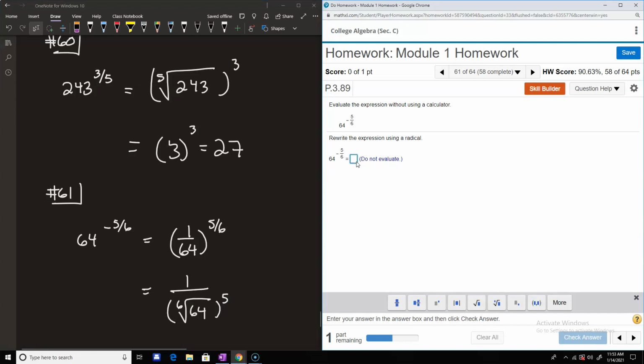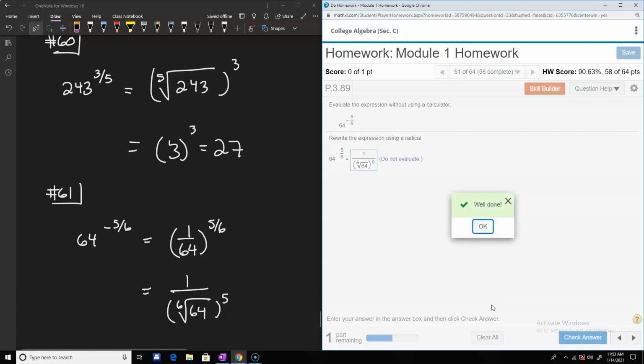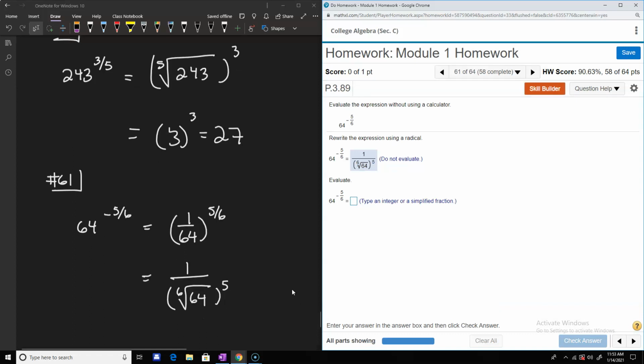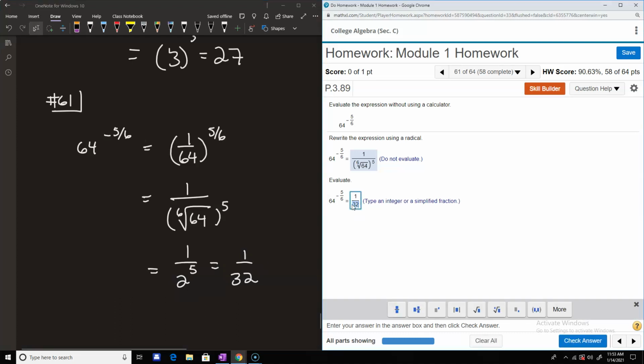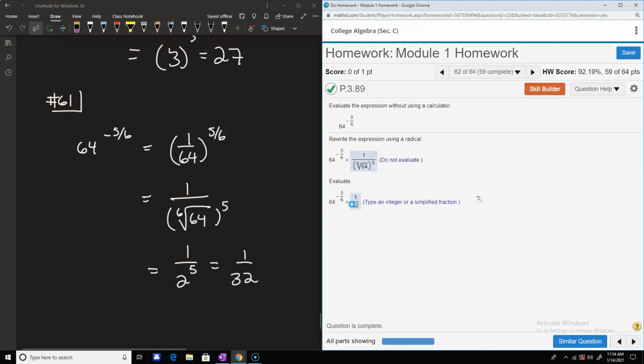Let's see if they accept it like this. Sometimes it's hard to tell. 6th root of 64 to the... Oh, gotta get outside the radical. To the 5th. Yeah, so they accept it like that. The 6th root of 64 is just 2, so we end up getting 1 over 2 to the 5th, and 2 to the 5th is 32, so we get 1 over 32 as the final answer. Again, you can appeal to the calculator if your mental math is not quite as sharp.